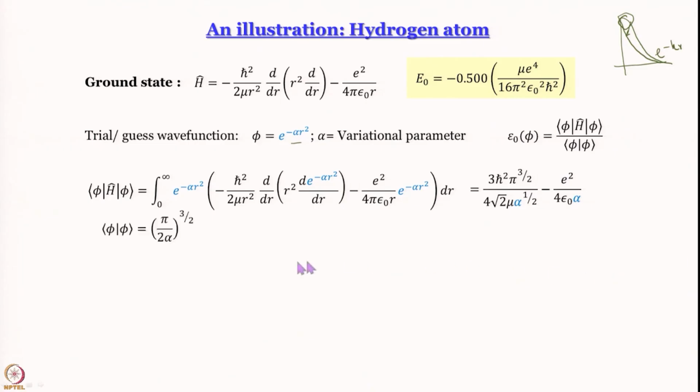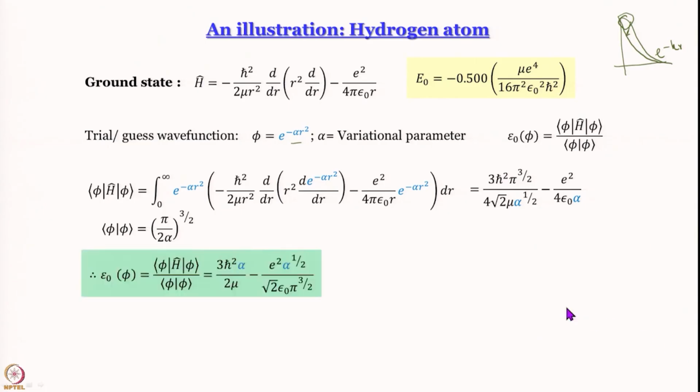What is the denominator? Denominator is simpler, right: e to the power minus alpha r square multiplied by e to the power minus alpha r square, and then integrate from 0 to infinity, this is what you get. So, when you divide the numerator by the denominator, you get the expression for epsilon 0 as a function of phi: 3 h cross square alpha by 2 mu minus e square alpha to the power half divided by root over 2 epsilon 0 pi to the power 3 by 2. Fantastic.